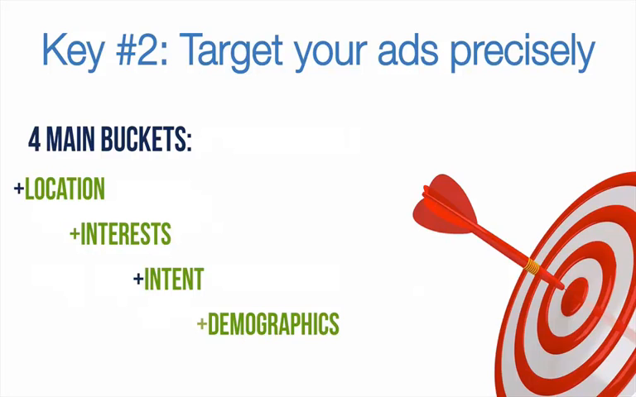So you can target your ads with online advertising in very, very specific ways. There are four main buckets. You can target by location, you can target by interests, you can target by intent, and you can target by demographics. Okay, so you combine all four of those things together, and you have amazing targeting capabilities to ensure that your ads are being seen by the right people, by the absolute best prospects for your business.